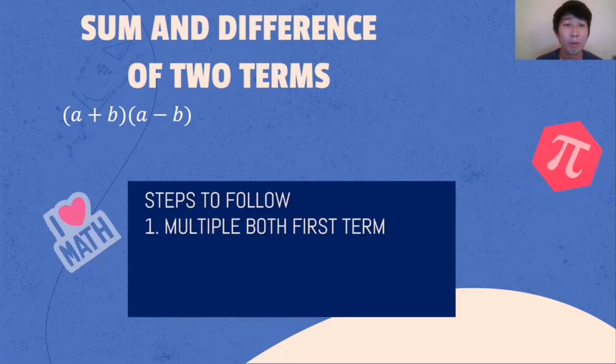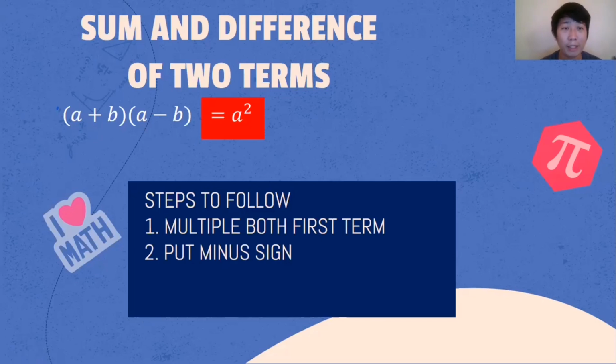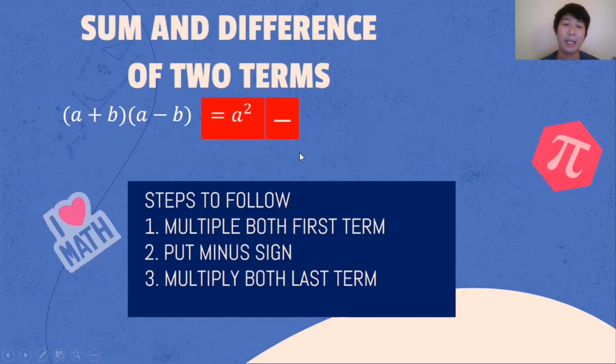First one, multiply both first terms. That's the first term of each quantity. So a times a is a squared. Have you followed? I hope so. Then next, put a minus sign. And the last step will be to multiply both last terms. So that is the final answer. Very easy. That's the shortcut. We have a times a, a squared, b times negative b, b squared.